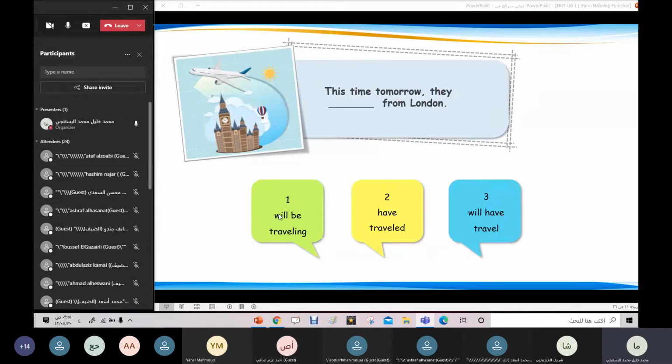This time, what do we mean by, let us say, future progressive? Read it with number 1. This time tomorrow, they will be traveling from London. Good. This time tomorrow, meaning tomorrow at this time, they will be doing something, traveling from London. Good.